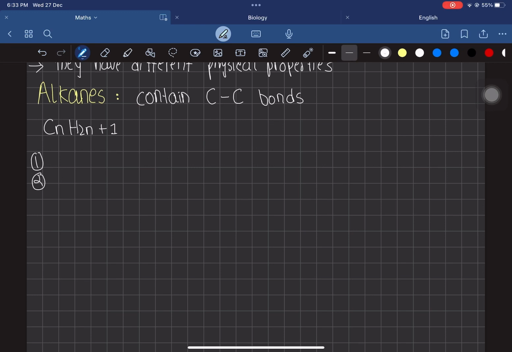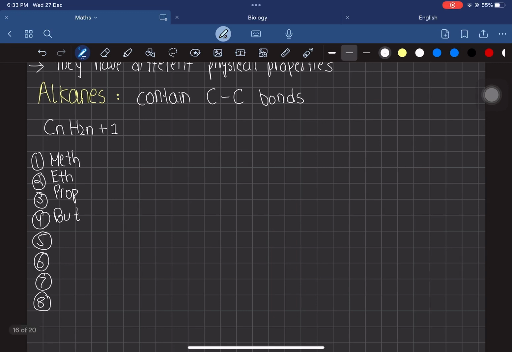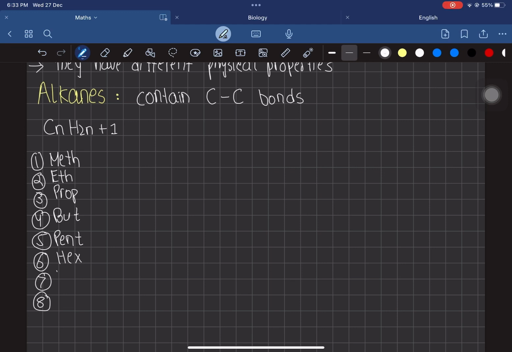For 1, 2, 3, 4, 5, 6, 7, 8: first was meth, second was eth, third was prop, fourth was but, 5 was pent, 6 was hex, 7 was hept, and 8 was oct.